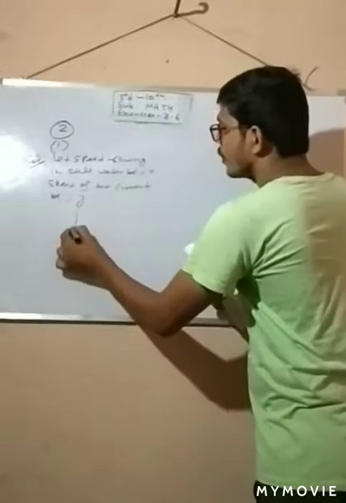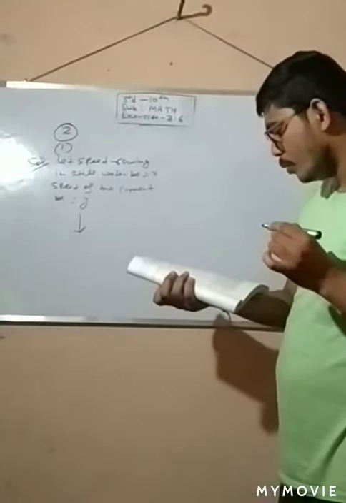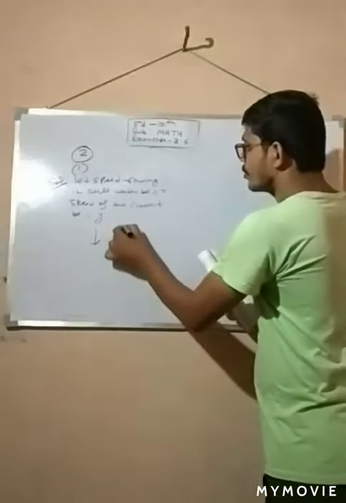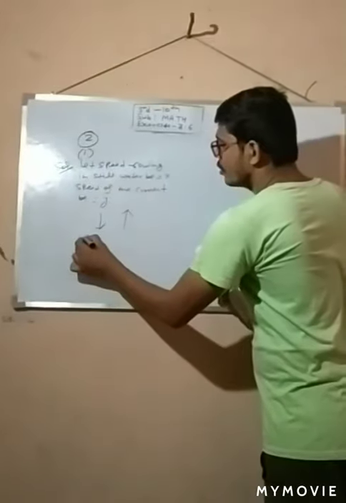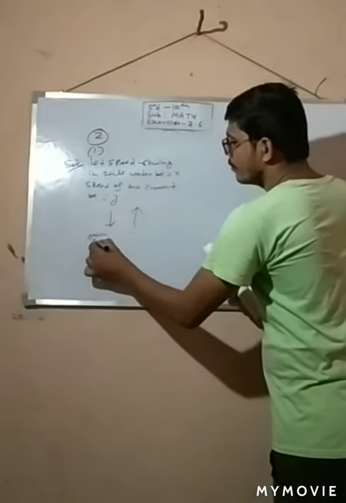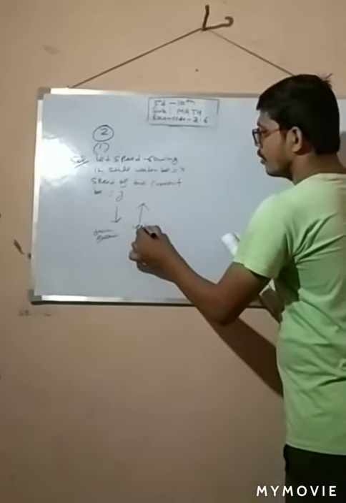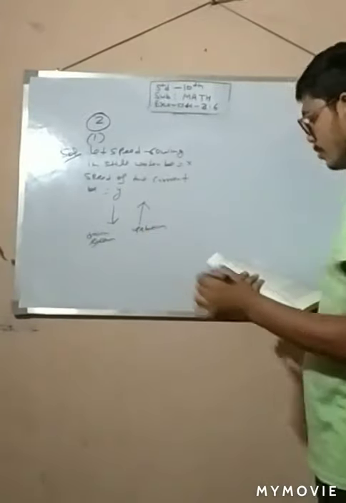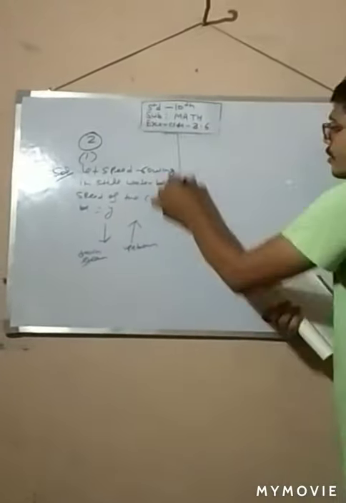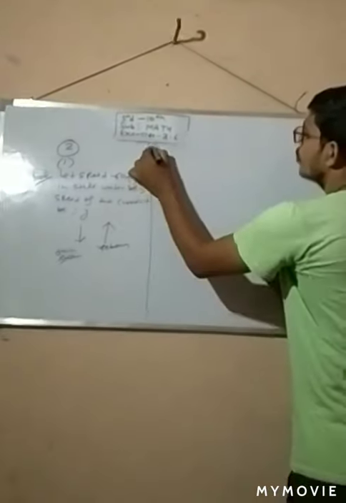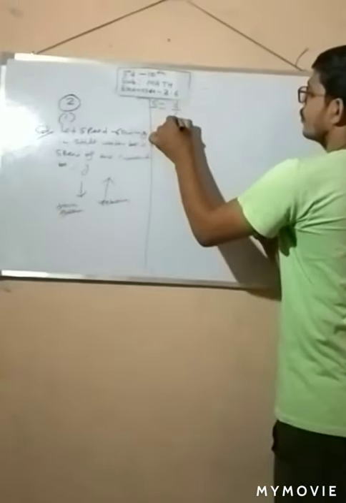Ritu can row downstream. Downstream means in the downward direction. And Ritu can row upstream. Upstream means in the upward direction. This is the downstream and this is the upstream.